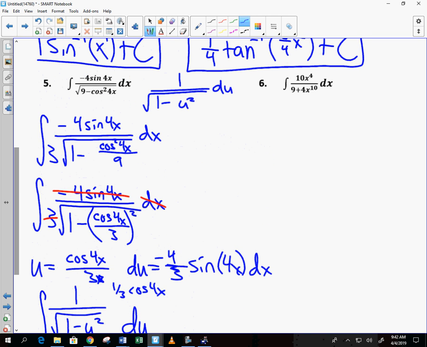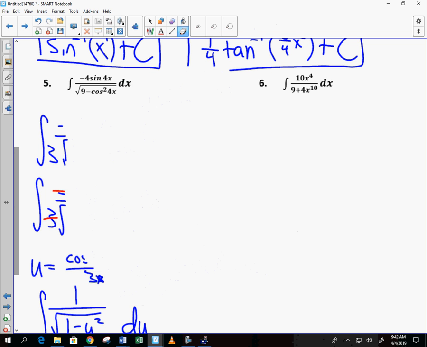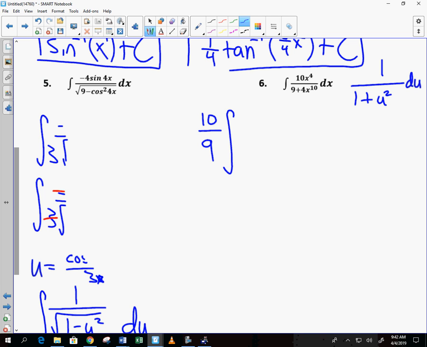Last one. What's the rule? Tangent inverse. So I'm looking for 1 over 1 plus u squared du. What will I factor out of the bottom? A 9. I'm going to choose to write it out front to just show you how a lot of people take care of their constants. I'm going to write a 10/9 out front. That's just how I roll some days.